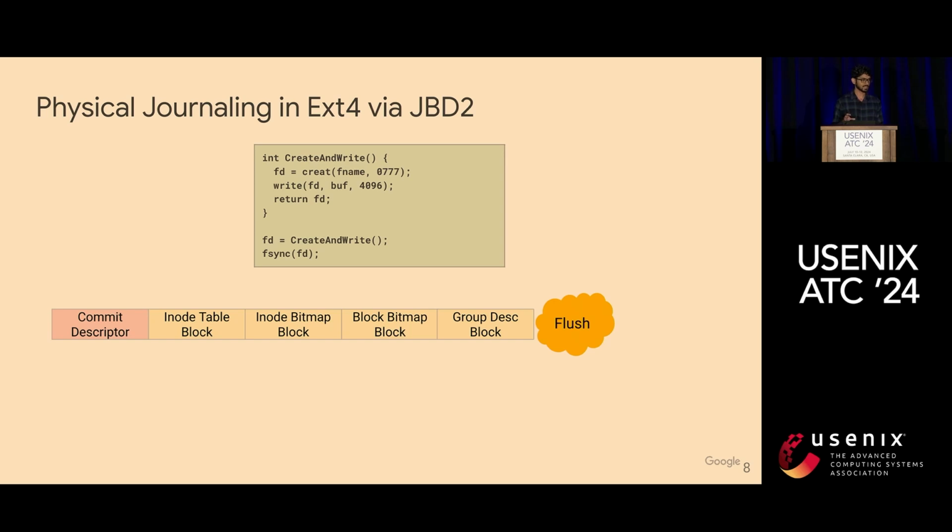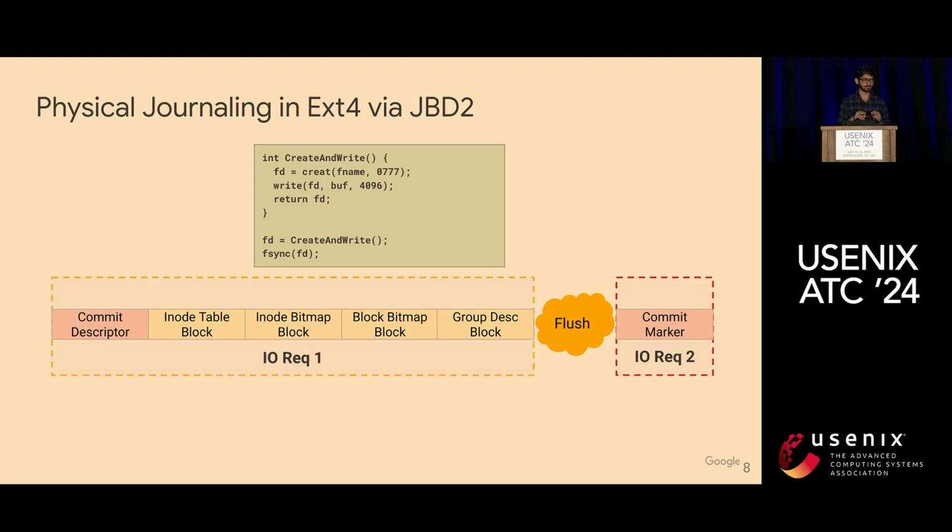It then issues a cache flush to ensure that all these changed blocks are persisted durably on disk. And to conclude the commit, it writes a commit marker block. These operations happen via two serial IO requests. So on fsync, basically there is IO request 1, flush, IO request 2. That can lead to fsync being the performance bottleneck.